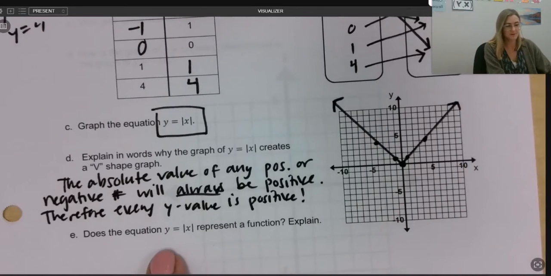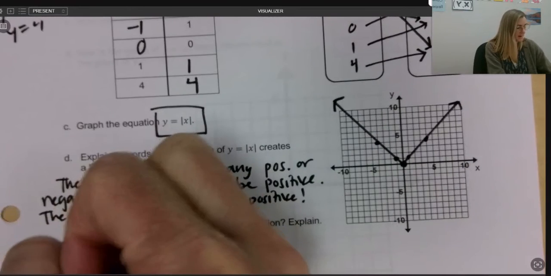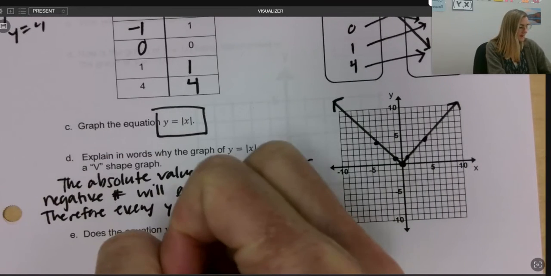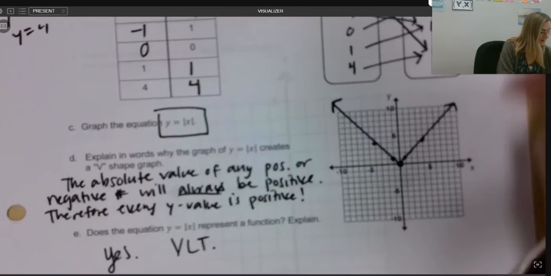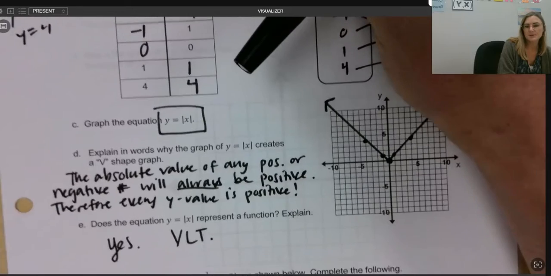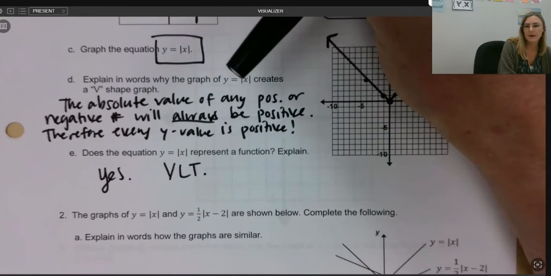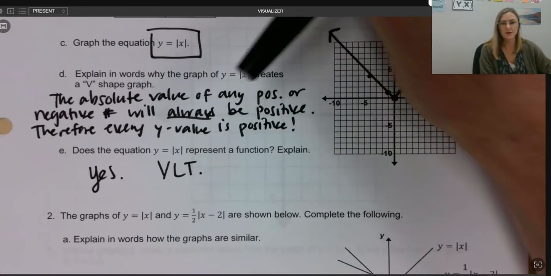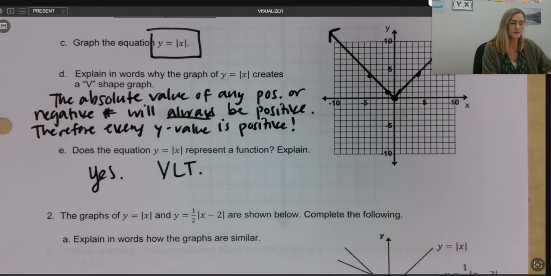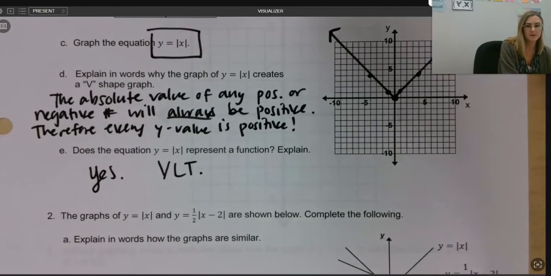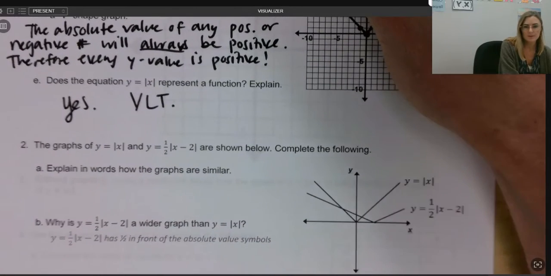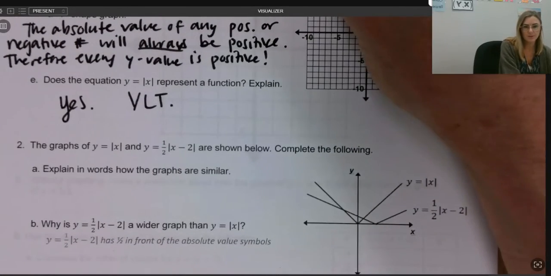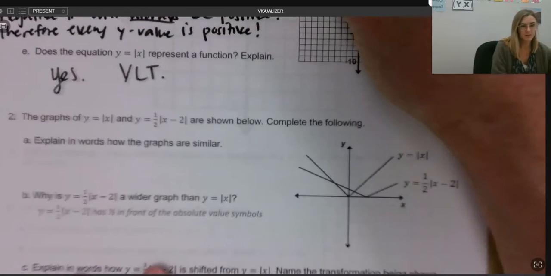Does this equation represent a function? Yes, it passes the vertical line test, and each input only has one output. We kind of already talked about that. So this next one. The graph of y equals the absolute value of x, which we just graphed, and y equals half times the absolute value of x minus 2 are shown below. Complete the following. So first we need to just notice what's the same and what's different about these.